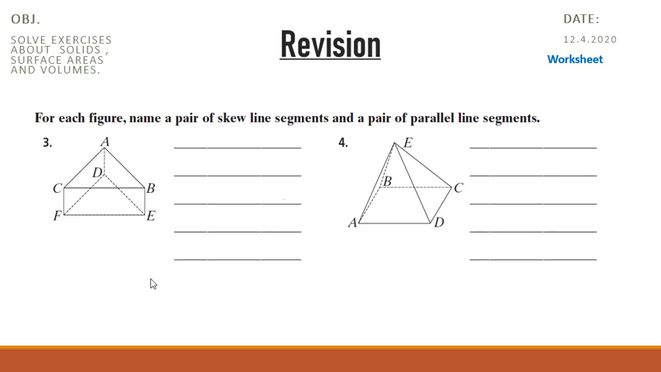Also AD and PE, these two are parallel also. Great. We can have more than one answer for this. We have many parallel lines. Can you give me two intersecting lines here in this solid? Two intersecting lines. I'll give you an example. AC and AD are intersecting lines, they intersect at the point A. Give me another example.